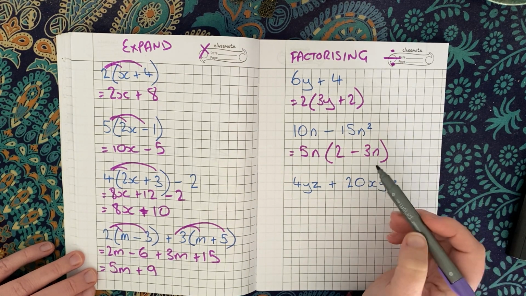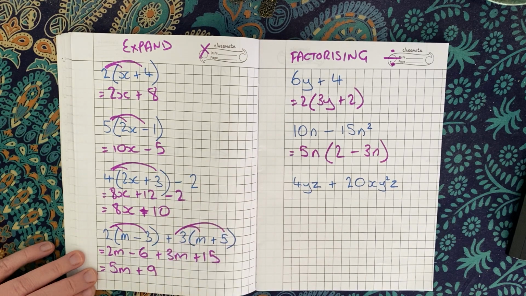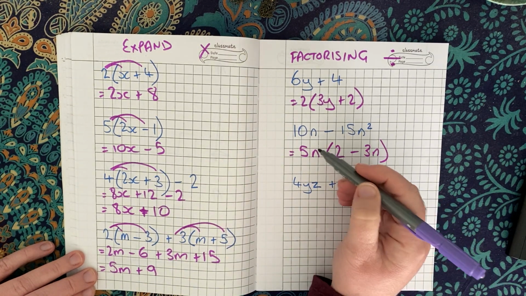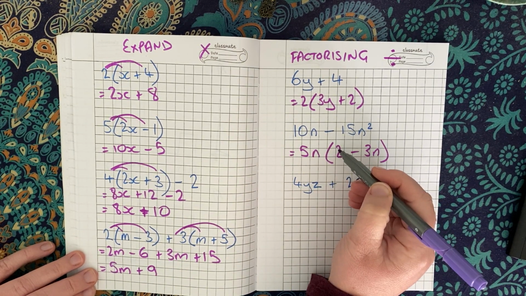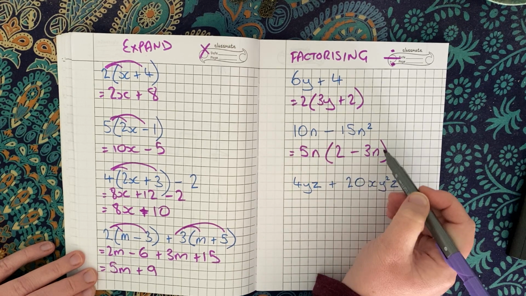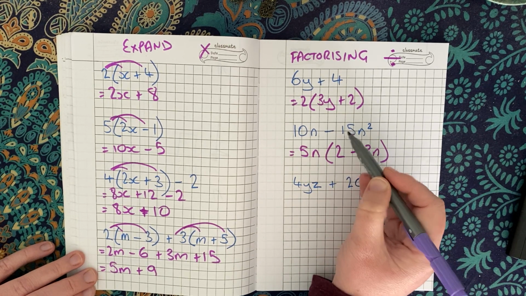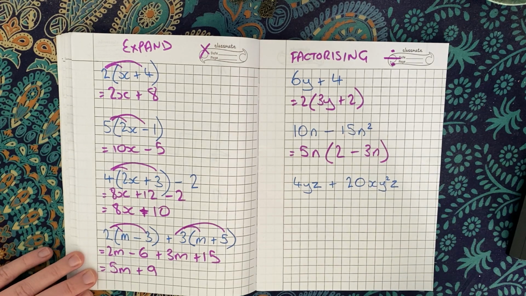If you're not sure that you've done this right, you can just go backwards and re-expand your brackets by multiplying. 5n times 2 is 10n, great, and 5n times -3n is -15n squared, so it works.